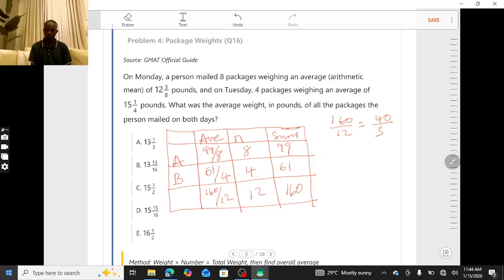Now, in an exam situation, do you know that you can actually split this into 39 over 3 plus 1 over 3? Is that not? Okay. 39 over 3 is 13. Do you agree with me? Yes. Then 1 over 3. So A is correct.